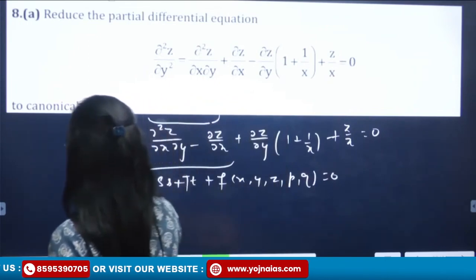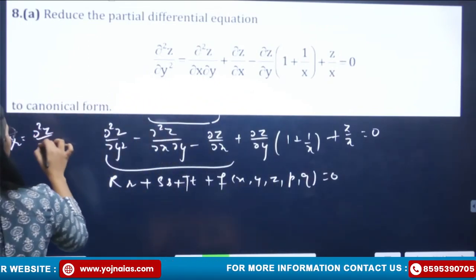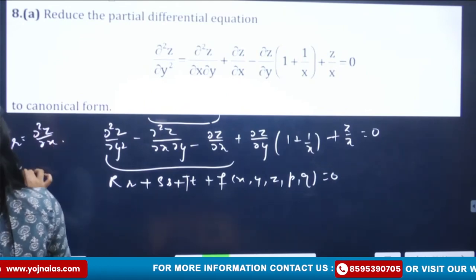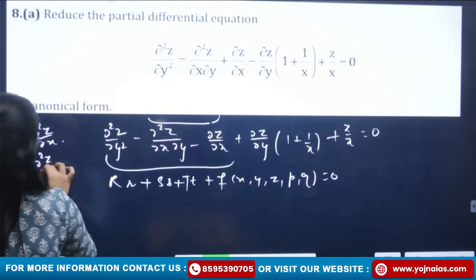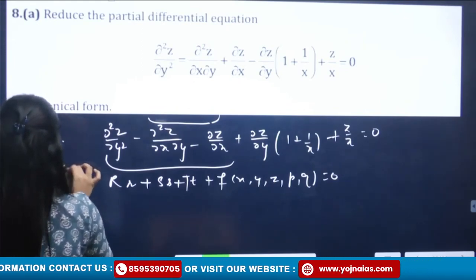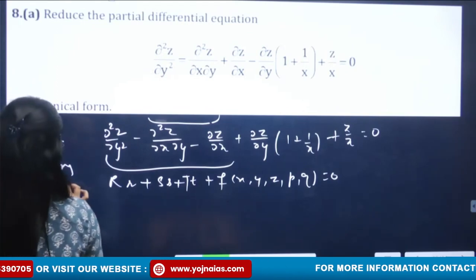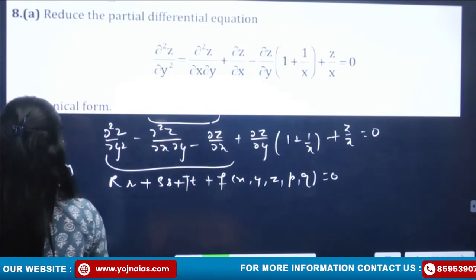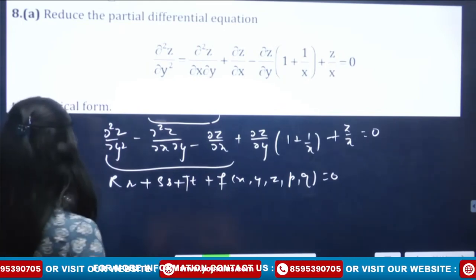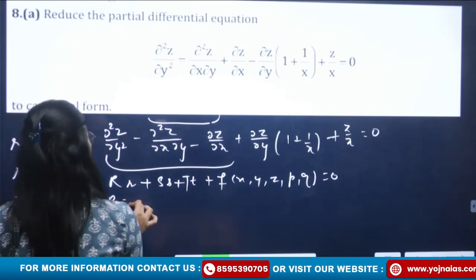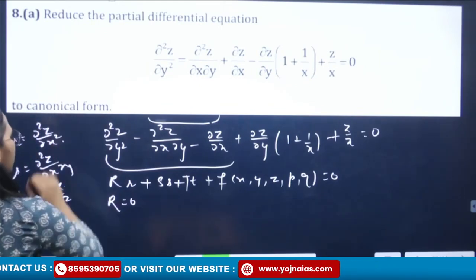So what is R? Small r is nothing but the second order partial derivative of z with respect to x. Then small s is the second order partial derivative of z with respect to x and y. And then we have small t, the second order partial derivative of z with respect to y. So compare these coefficients and we will get that capital R is equal to 0. We don't have any term of second order partial derivative with respect to x.